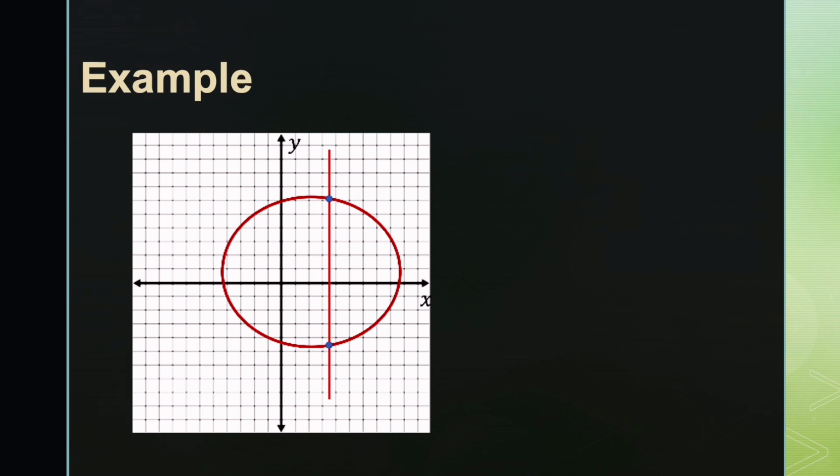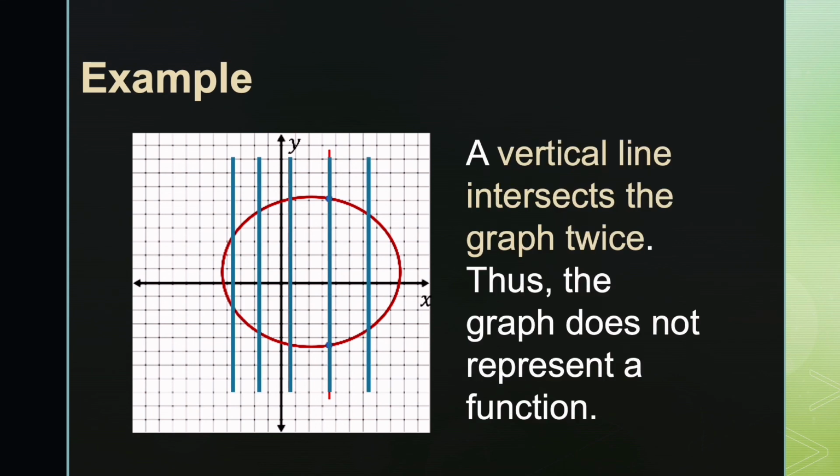Now consider the graph of a circle. Let us draw some vertical lines. A vertical line intersects the graph twice. Thus, the graph does not represent a function.